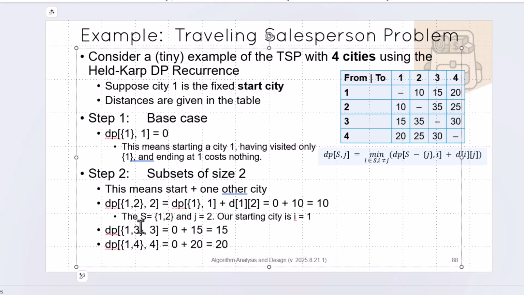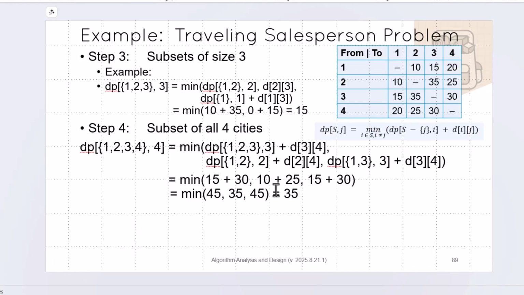Now, dp of {1, 3}, 3 is 0 plus 15, that's 15. dp of {1, 4}, visiting cities 1 and 4, ending at 4, is 0 plus 20, that's 20. Okay, what about subsets of size 3? Let's keep going.